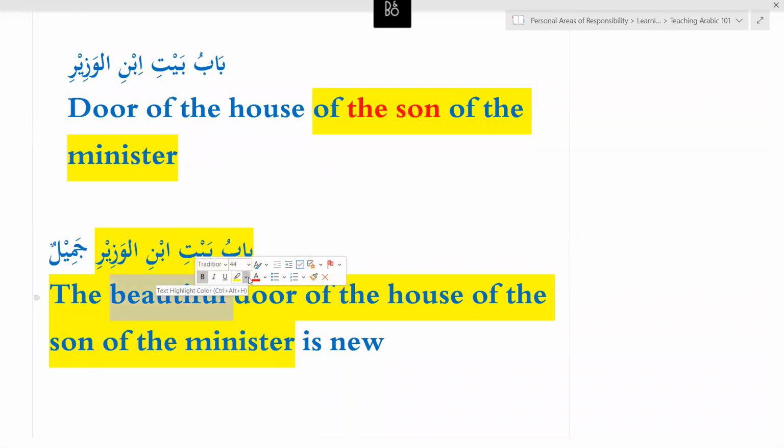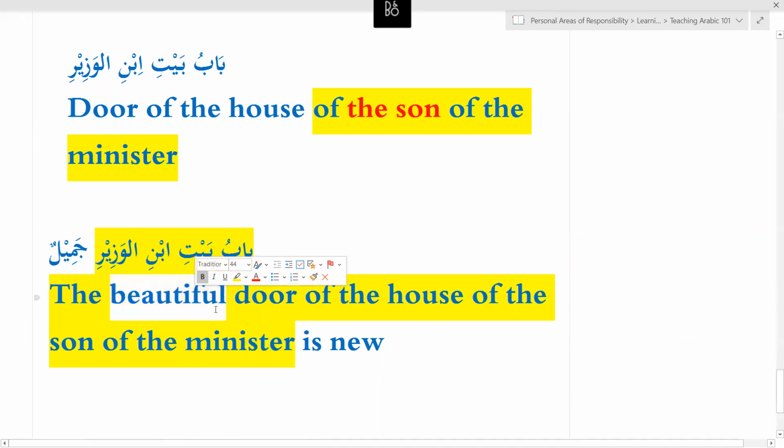So I'm saying it's the beautiful door, and I'm saying it is new. And I'm saying this is adjective. How do I say the beautiful door of the house of the son of the minister is new? That beautiful door is new. The other doors may not be new, but this door is beautiful and is new. How do I say this?